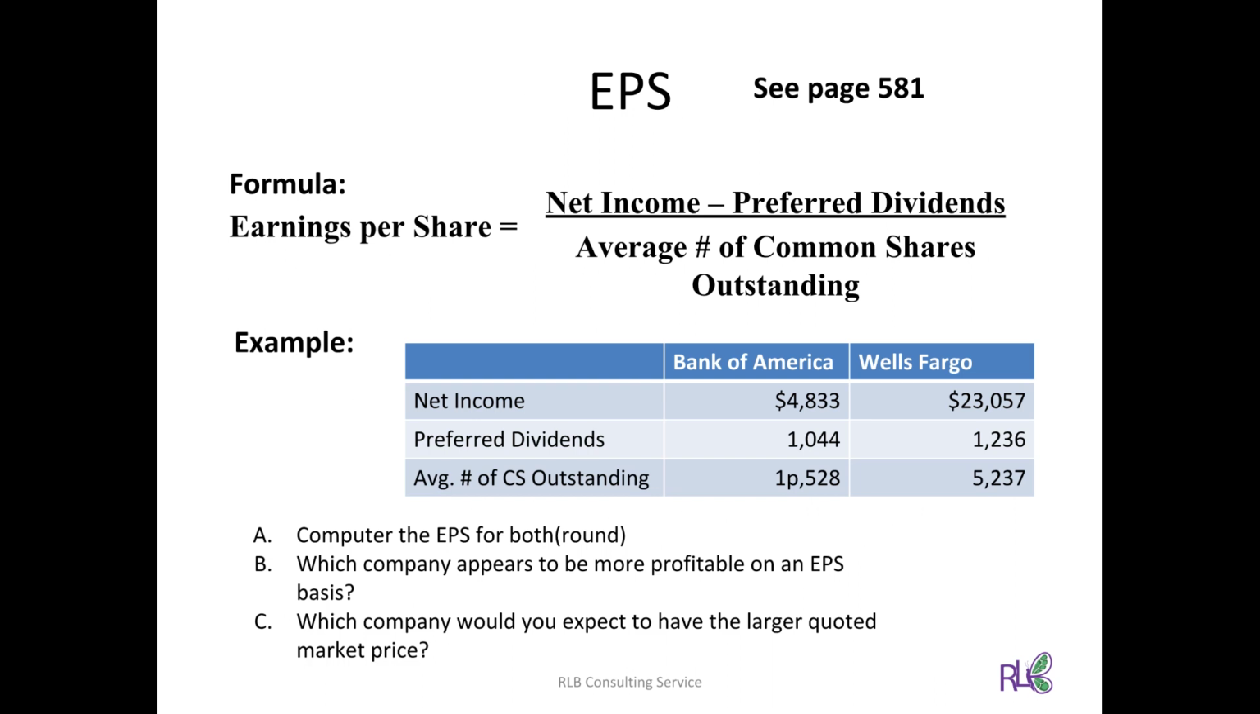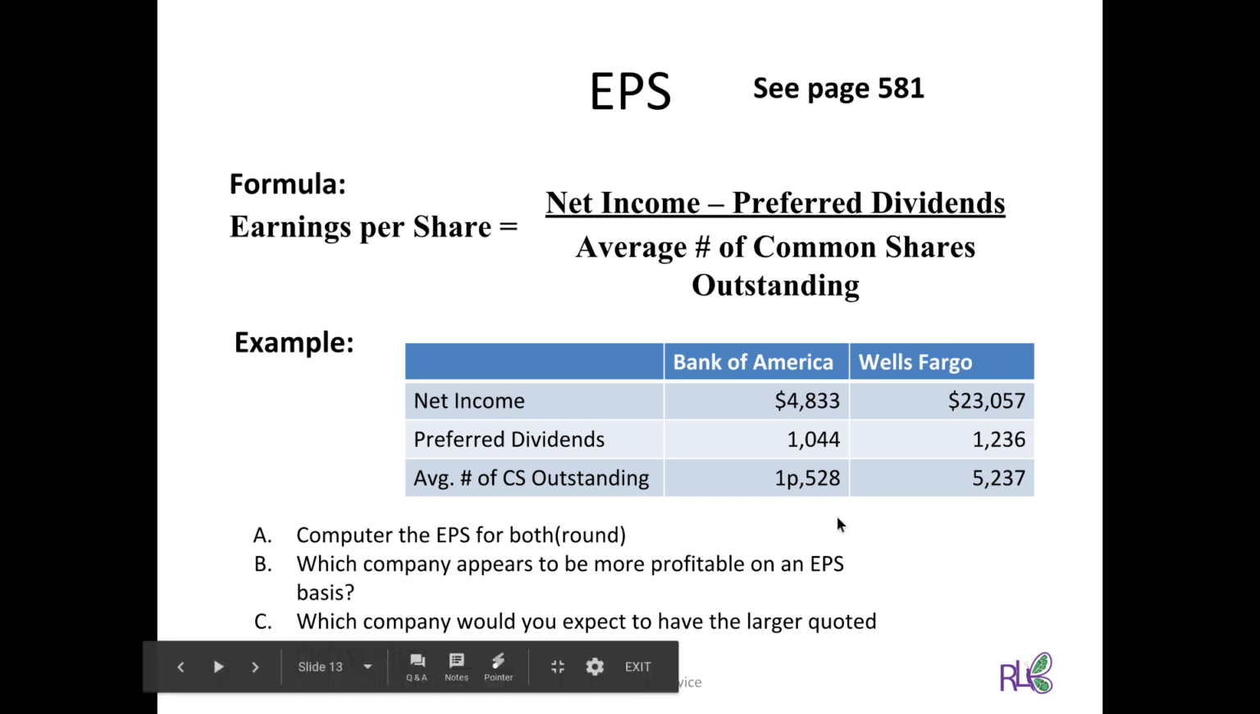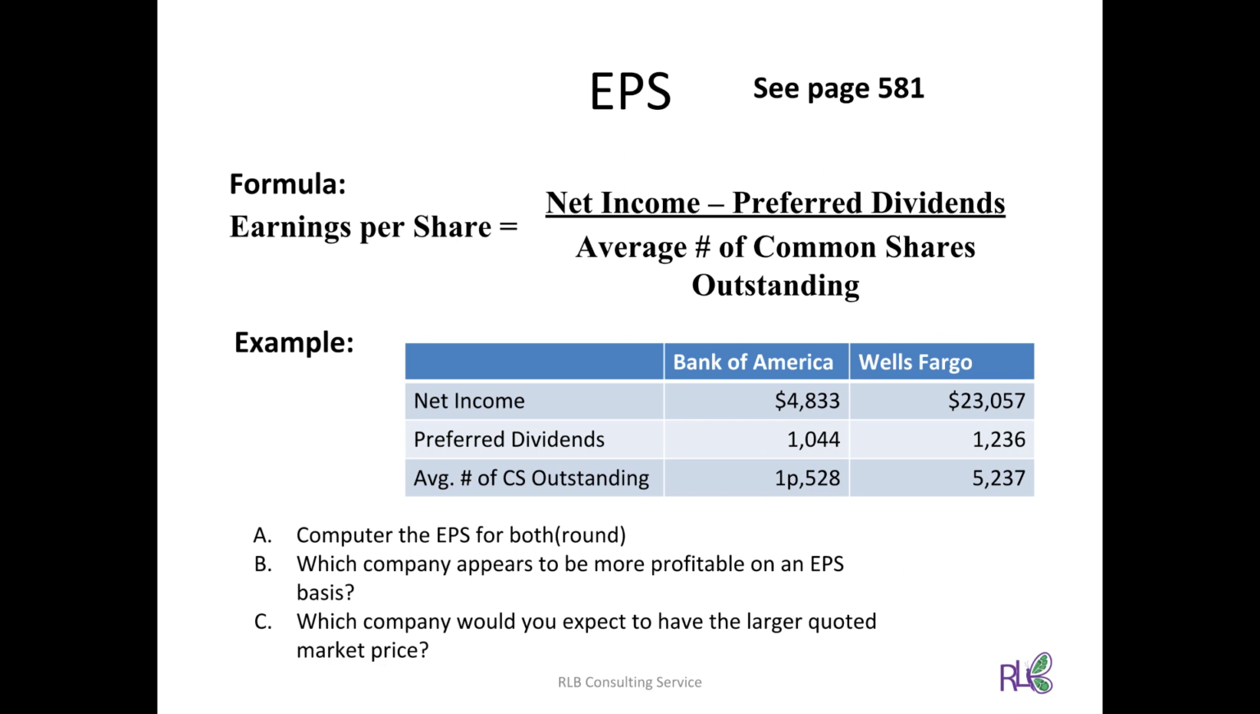Earnings per share. There's an example on page 581. Net income minus preferred dividends divided by the average number of common shares outstanding. So that means you need to know how to calculate the number of shares outstanding, which I told you in part 1 is issued minus treasury stock. In the event that you have to calculate that, here's a typo here. This should be 10,528.